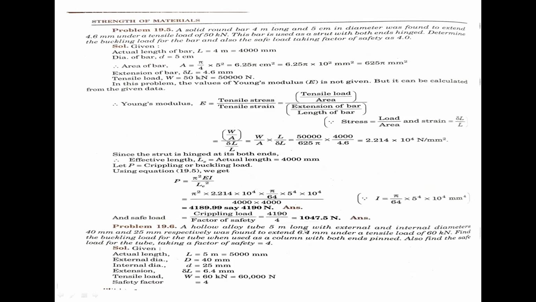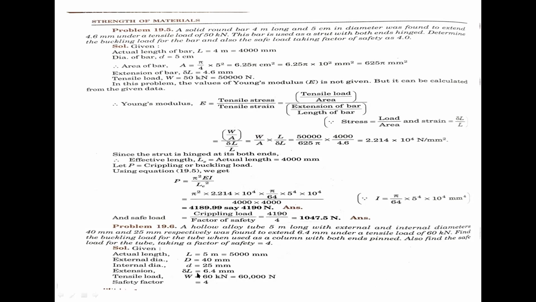A hollow alloy tube 5 meters long. I have given the actual length 5 meters, which converts to 5 into 1000, 5000 mm. External diameter D equals 40 mm. Internal diameter small d equals 25 mm. Extension delta L equals 6.4 mm. Tensile load W equals 60 kilonewtons. Safety factor 4. Have to convert kilonewtons to newtons: 60 into 1000, 60,000 newtons. Now this is the given data.